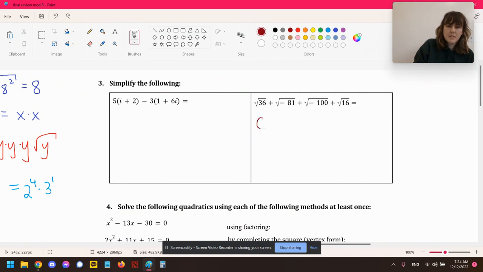The square root of 36 is 6. The square root of 81 is 9. The square root of 100 is 10. And the square root of 16 is 4. Let's flesh this out. This is a plus. We did not do the square root of 81. We did the square root of negative 81, which means we should have an i there. That's a plus. We did the square root of negative 100, so that should be an i. There's a plus. Square root of 16 is just 4.